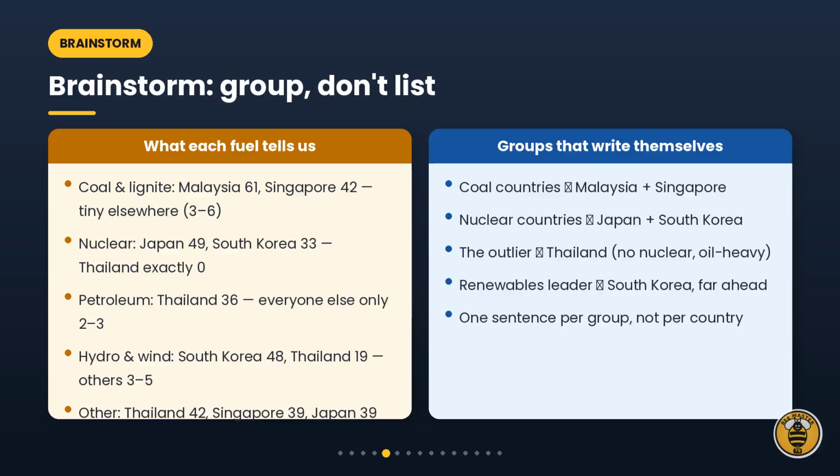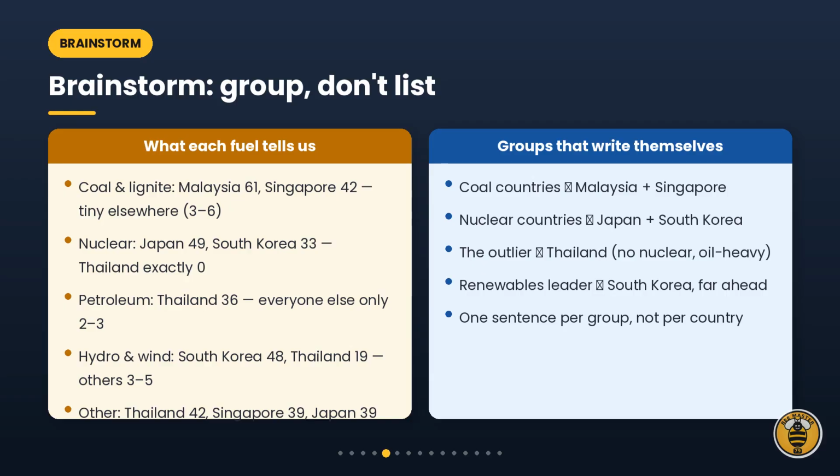Let us brainstorm. On the left, what each fuel tells us. Coal and lignite, Malaysia 61, Singapore 42, and everyone else down at 3 to 6. Nuclear, Japan 49, South Korea 33, and Thailand exactly 0. Petroleum, Thailand 36, everyone else 2 or 3. Hydro and wind, South Korea 48, Thailand 19, the rest 3 to 5. And other, Thailand 42, Singapore and Japan both 39.